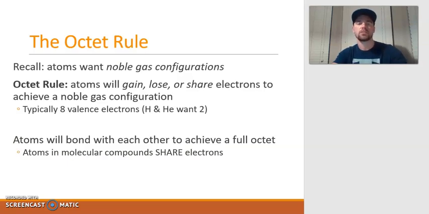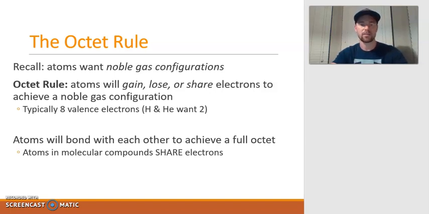Reminder that atoms want to become like noble gases because the noble gas configuration is when the atom is most stable. This is where the Octet Rule comes from, which states that atoms will either gain, lose, or share electrons in order to achieve a noble gas configuration. For most noble gases, this means 8 valence electrons, with the exception of helium being 2 valence electrons. When an atom has 8 valence electrons, or a noble gas configuration, this is known as achieving the Octet Rule.